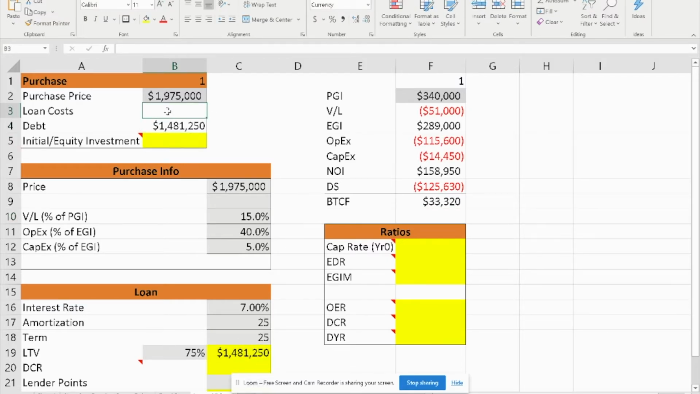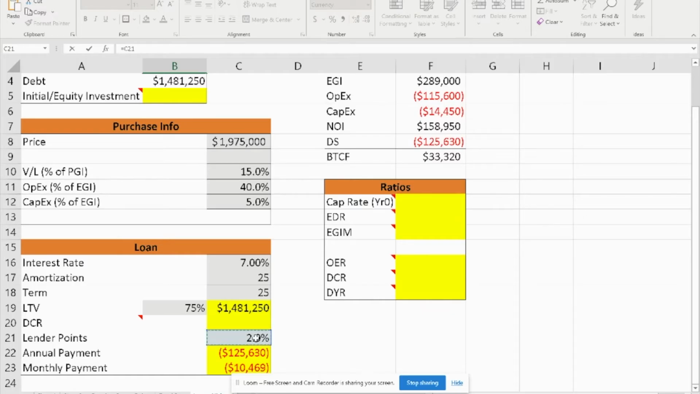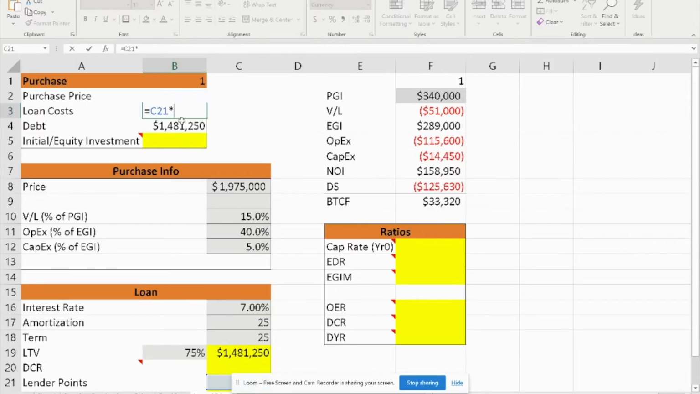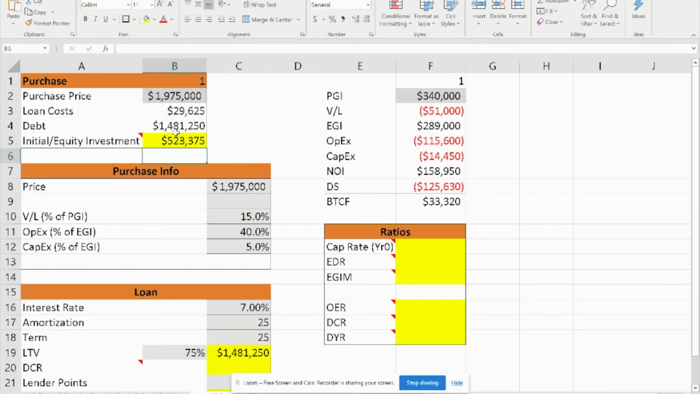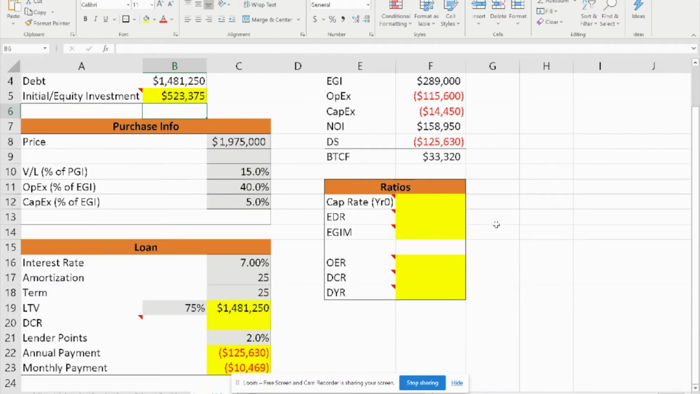With that information, we should be able to calculate a few pieces of missing information. The loan cost is simply the lender points, 2% times the debt, and therefore we should be able to calculate the equity invested. Equity invested is the purchase price plus the loan cost minus the debt, which gives us $523,375. With that information, we should be able to compute all of the ratios.